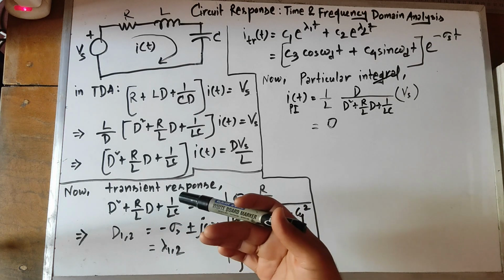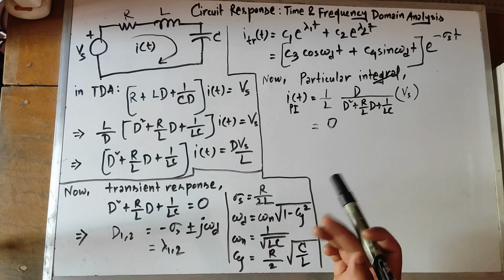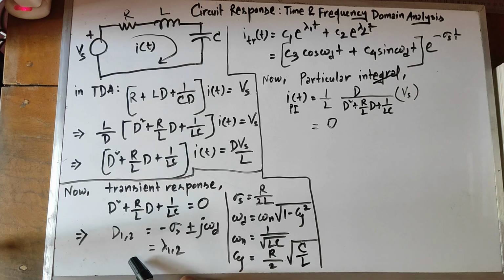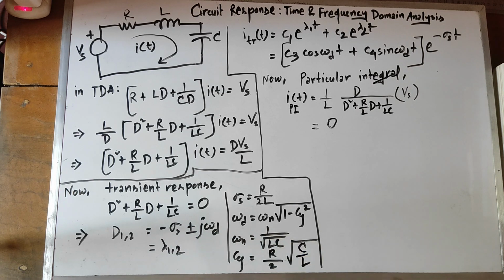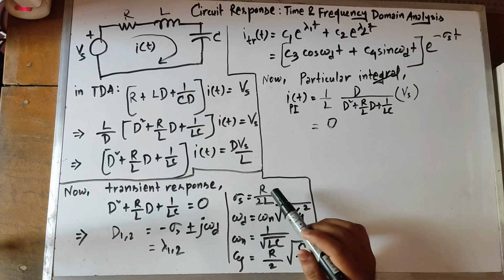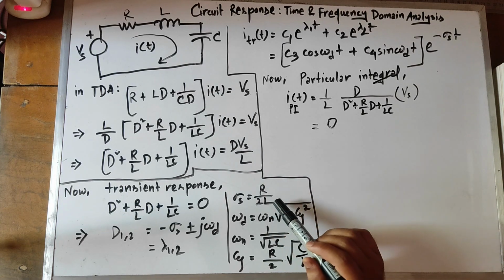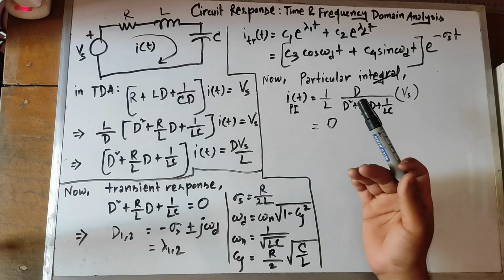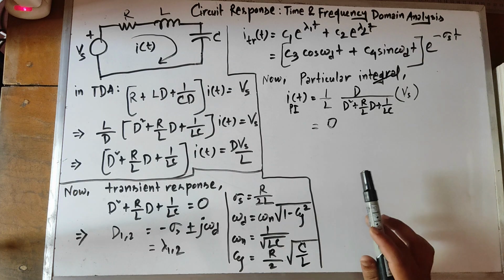Now what we have to do is find the roots. The roots are also called eigenvalues. Here I have found the roots. Roots can be denoted by lambda 1, lambda 2, which is minus sigma s plus minus j omega d. Here sigma s is the damping factor for the series RLC circuit, which is R by 2L. For the parallel RLC circuit, the damping factor is 1 by 2RC.